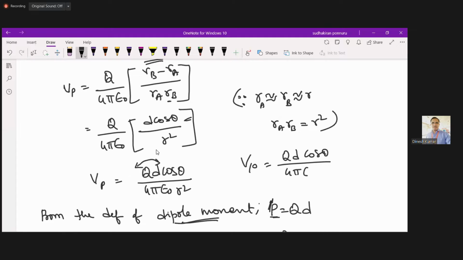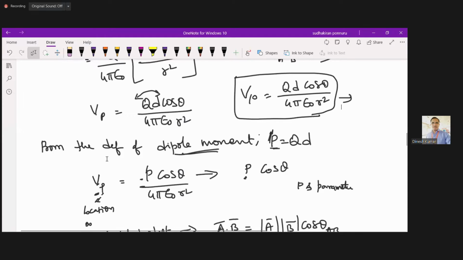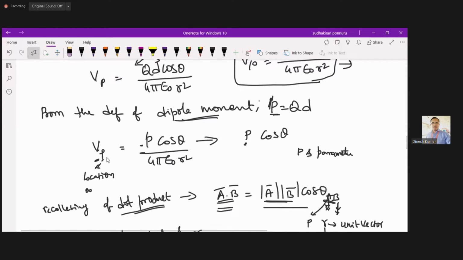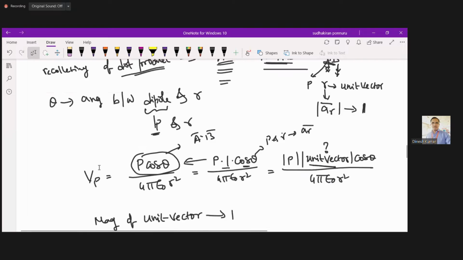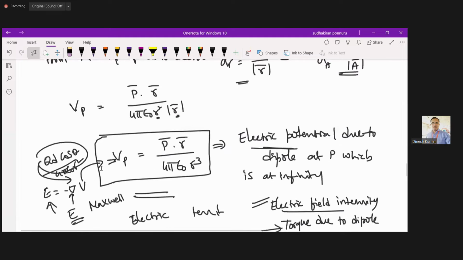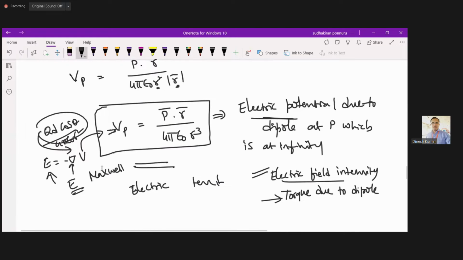I will make use of this equation now for the next derivation. Later, we made use of the unit vector concept as well as the dot product concept, and finally got the equation for electric potential due to a dipole at infinity, that is V is equal to P bar dot R bar by 4 pi epsilon naught into R square. So this is the way.